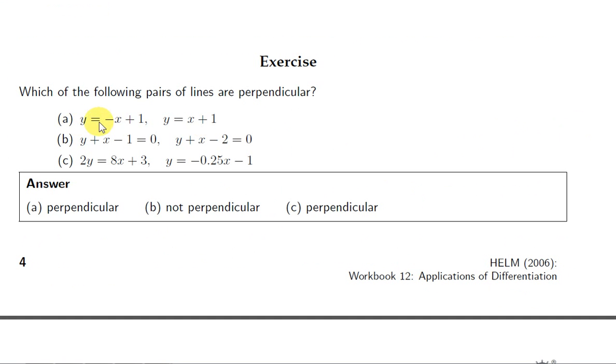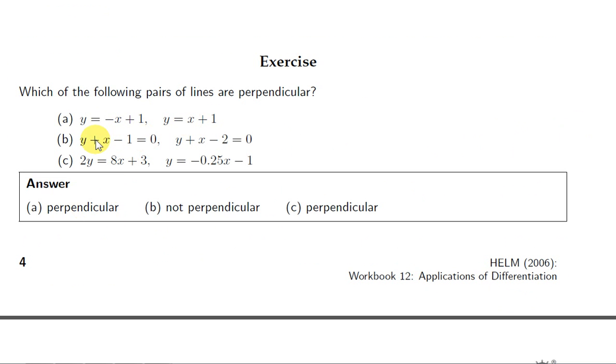Here's just a few examples of pairs of lines. We want to see if the first pair of lines are perpendicular. Well, the slope of this line is minus 1, the slope of this line is plus 1. If we multiply the slopes, minus 1 by plus 1 gives us minus 1. So this pair of lines is perpendicular.